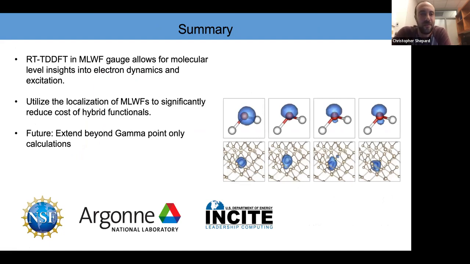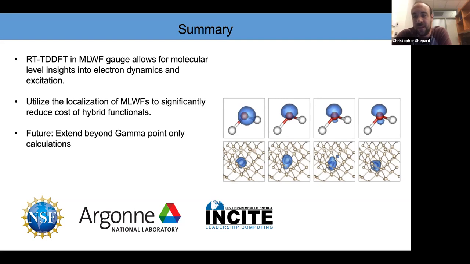And so just in summary, we use real-time TD-DFT and the Wannier function to get molecular level details and study absorption spectra of different systems. And then we found that utilizing the Wannier function centers and using them as a pair distance function, we can significantly reduce the cost of hybrid functionals.